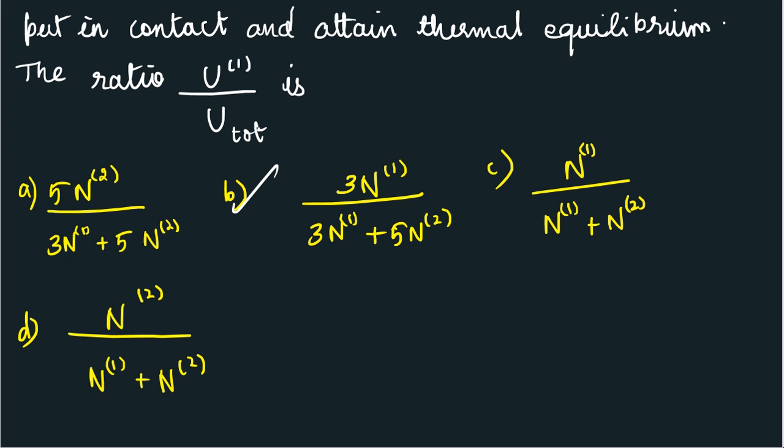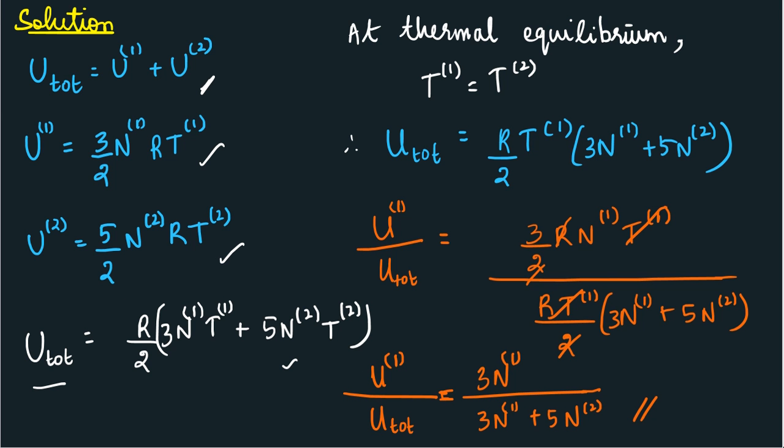At thermal equilibrium. They are asking at thermal equilibrium, which means the temperature in the first box will be equal to the temperature in the second box, right? So I'm going to use what is given in the question. On doing that, I get U total in this form.